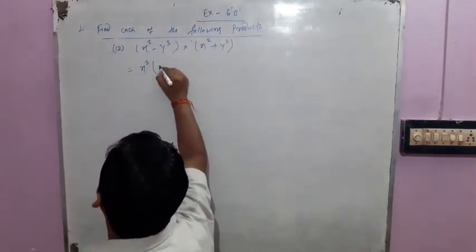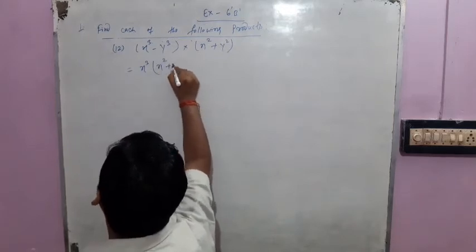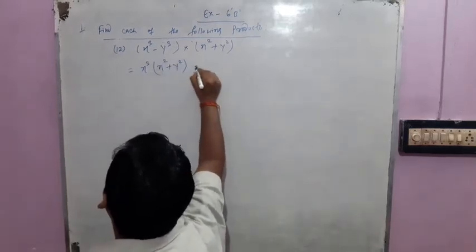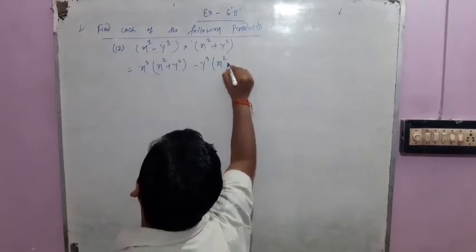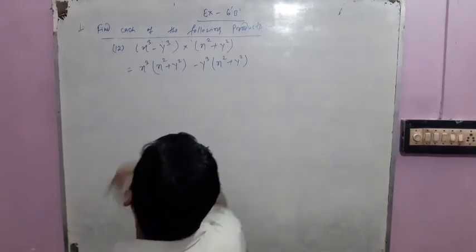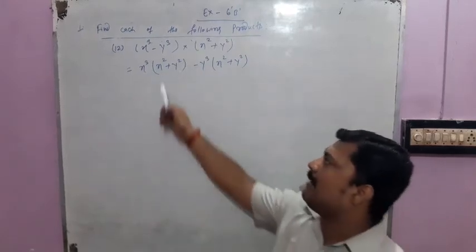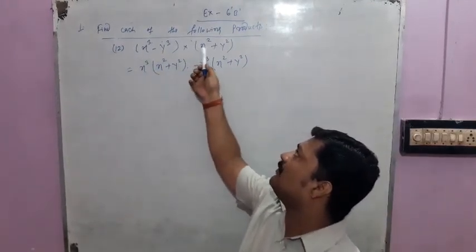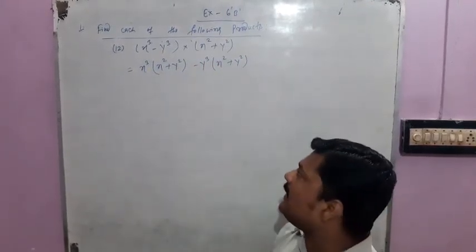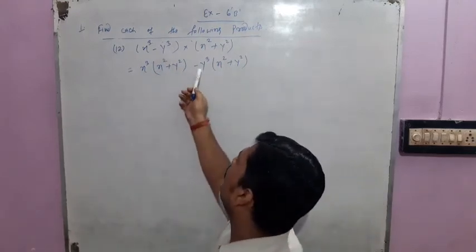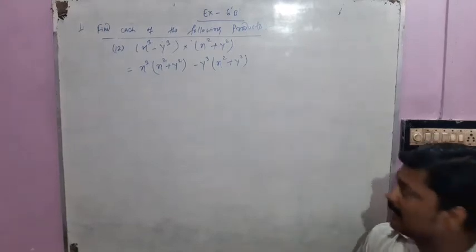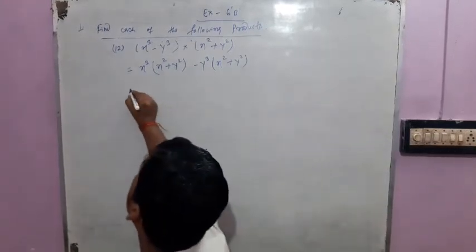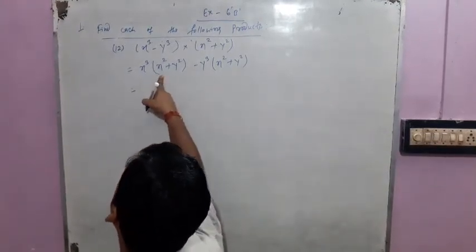Now here, students, x cube we will multiply with x square plus y square, and then minus y cube we have to multiply with both of the terms x square plus y square. First we multiply this x cube with both of the terms x square and y square, and then minus y cube again with both of the terms x square and y square. Now continue here, students, here we have to add powers.